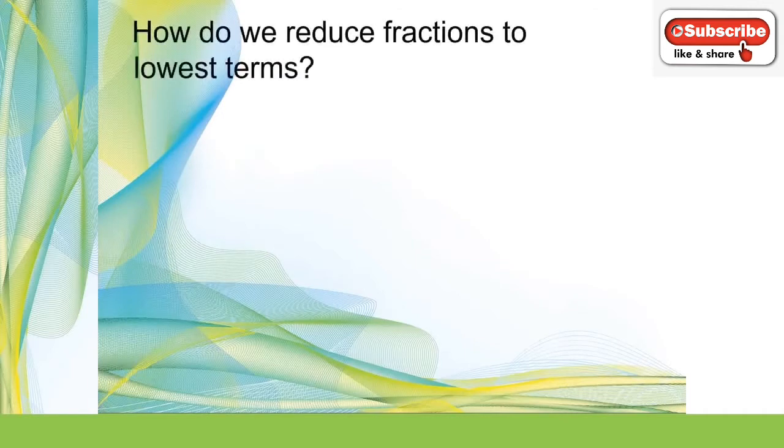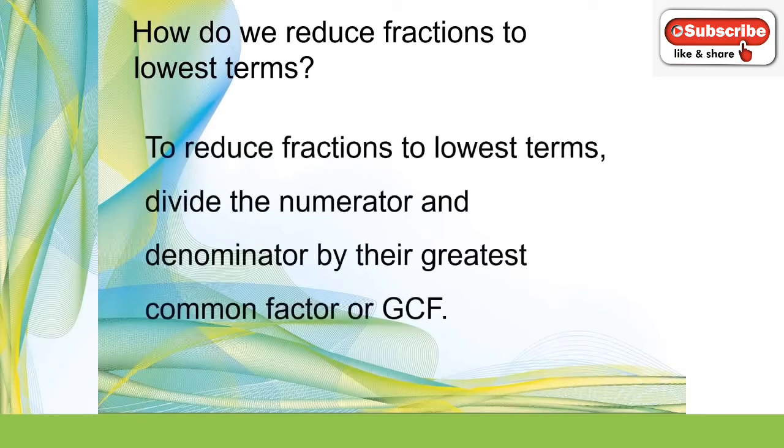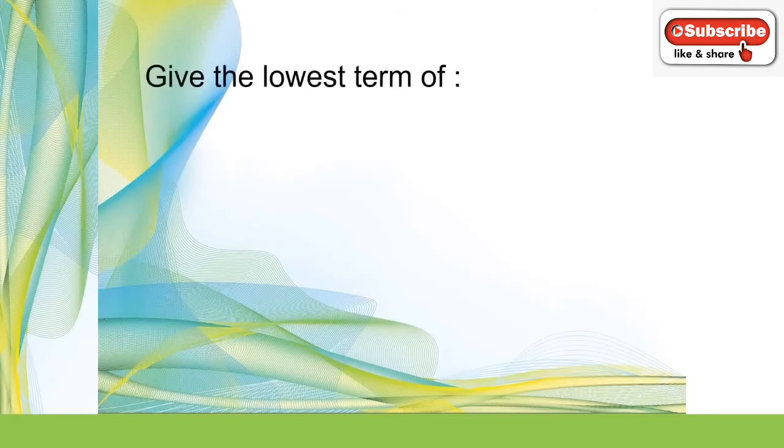This time, let us have a review about reducing fractions to lowest terms. Do you still remember? How do we reduce fractions to lowest terms? To reduce fractions to lowest terms, divide the numerator and denominator by their greatest common factor, or GCF. Let me see if you still remember how to reduce fractions to lowest terms. Give the lowest term of the following.